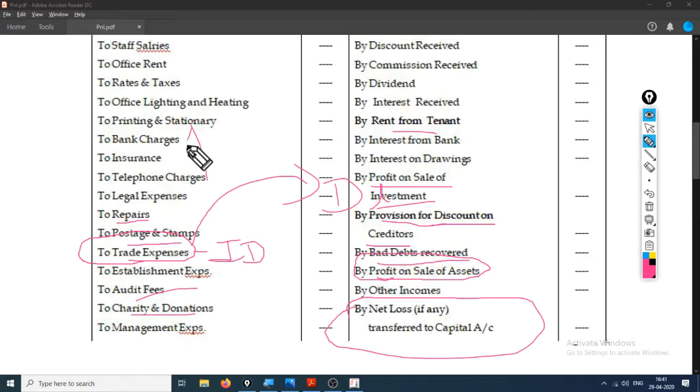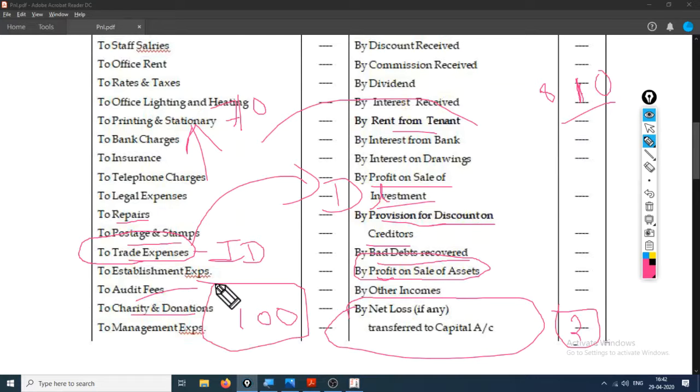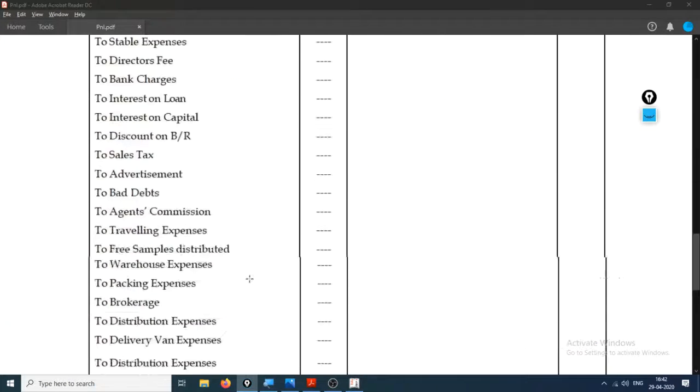If this side is more than this side, to balance this side, we have to enter one figure here. Suppose this side is 10 and this is 8. Hence, the 2 will be net loss. And suppose this side is 810 and this side is only 710. Then to balance this, 100 of net profit. Let's see if it shows net profit or not.